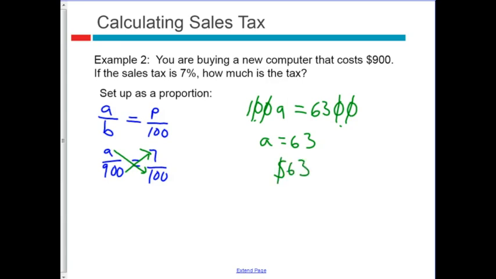Now this is not the amount you have to pay. We'll talk about that in a minute, but that's the amount they're going to add to the cost at the register, $63.